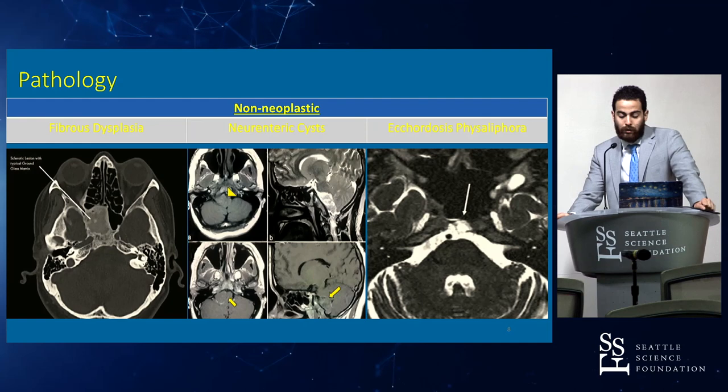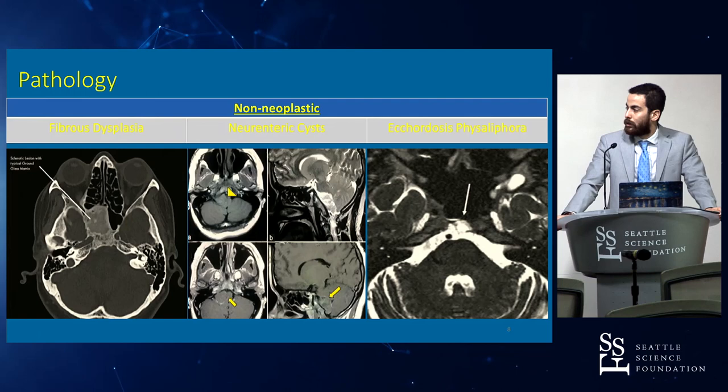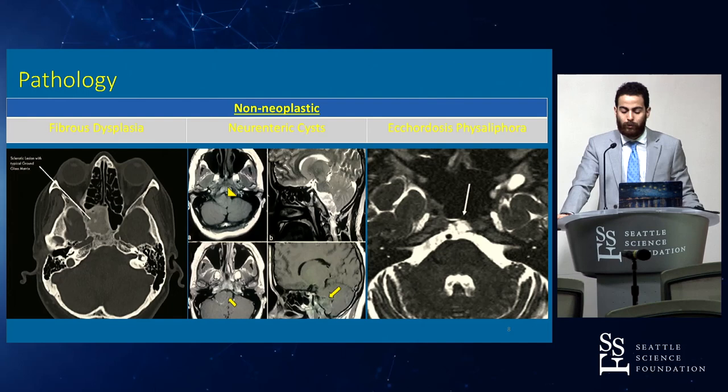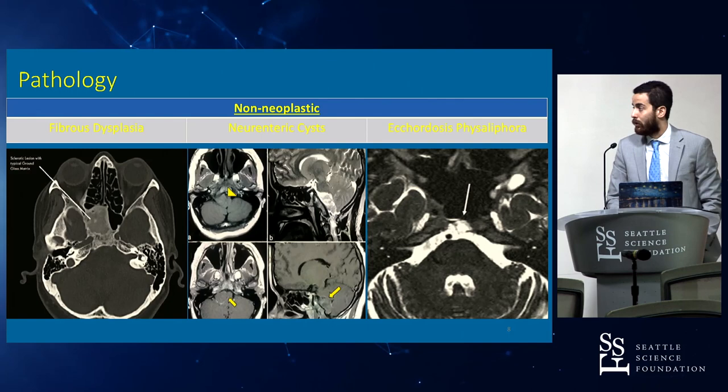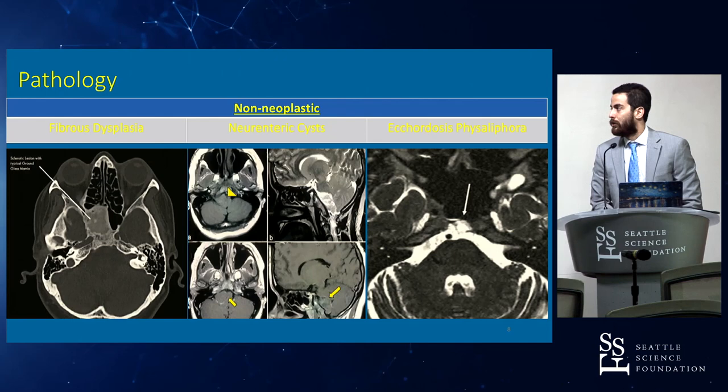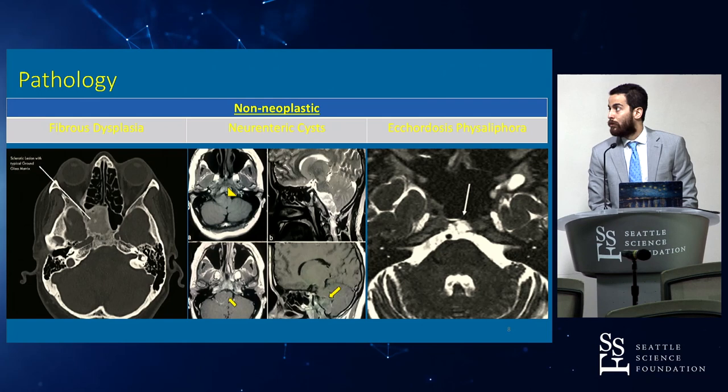Imaging findings for fibrous dysplasia are very characteristic. CT shows thinning of cortical bone with expansion of the affected area, and a typical ground glass appearance, whereas MRI findings are less specific. Also, we see neurenteric cysts, which are developmental remnants from the endoderm.